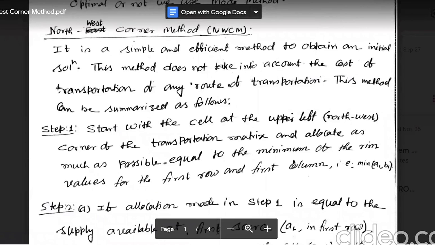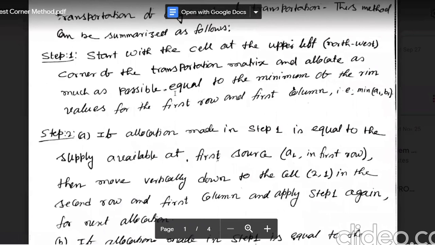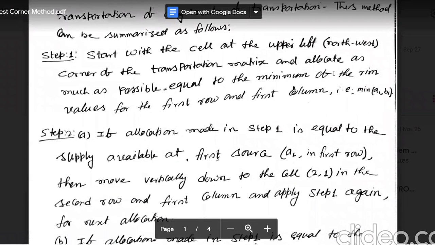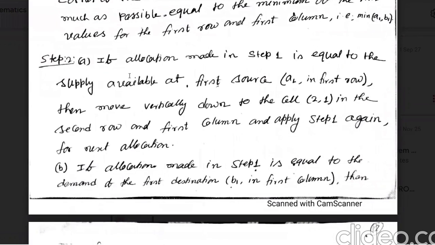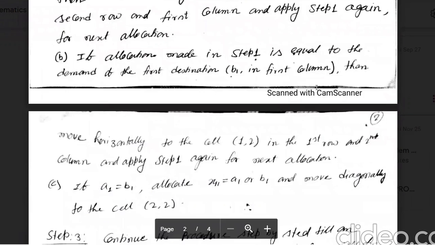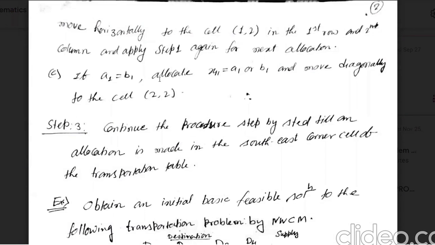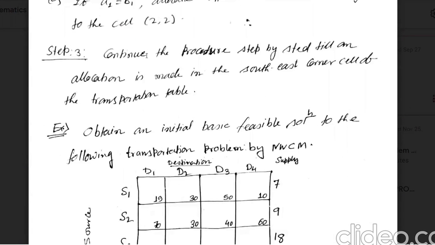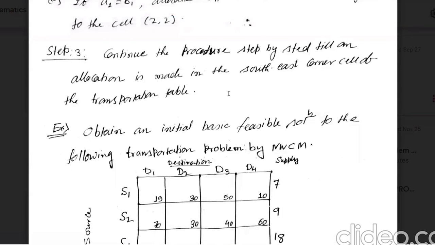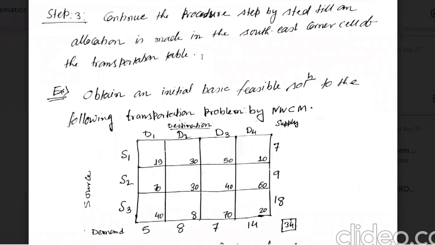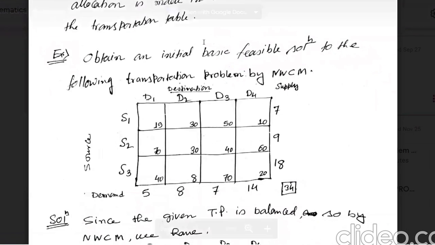The working rule for the northwest corner method is here. You can go through that one. I have written it step by step. Step one, you need to start from the very first cell, the northwest corner cell, and then we have to make allocations. How to make allocations, I have already shown you. Then step 3, continue the same process till your last cell, and that will give us the initial basic feasible solution.